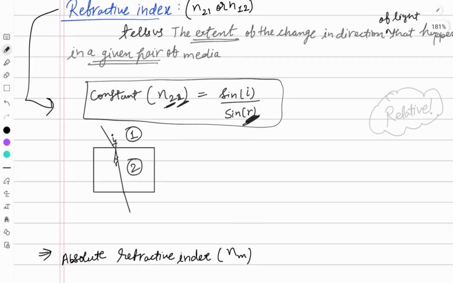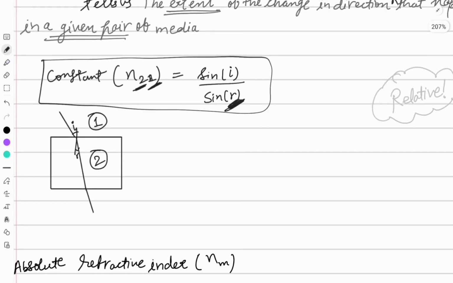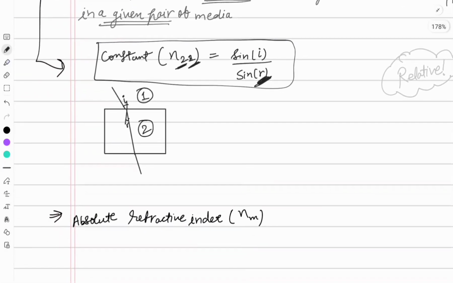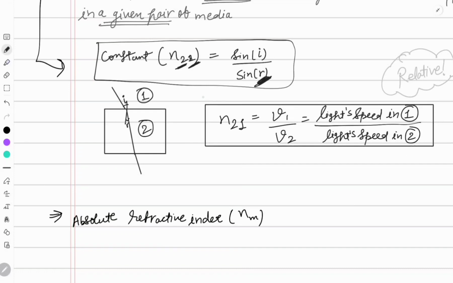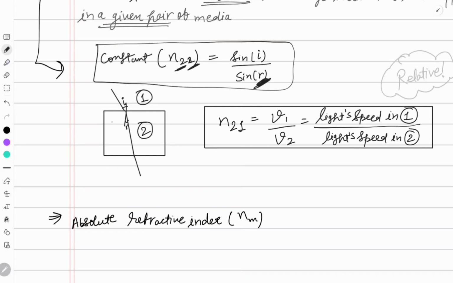Now we have a very beautiful relation with respect to refractive index and what it is. Refractive index n21 is basically equal to v1 by v2. And what are v1 and v2? v1 is light speed in the medium 1 basically. And v2 is light speed in medium 2, right?